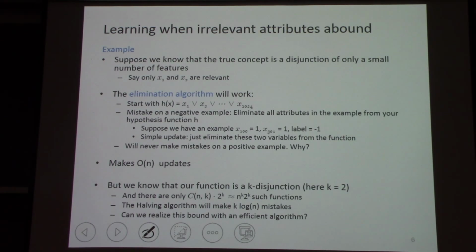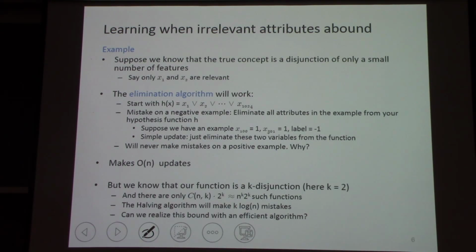Wouldn't it be great if we can get a mistake bound that is dependent on the number of relevant variables? It turns out we did see an algorithm that has a logarithmic dependence on the number of functions. The halving algorithm. The halving algorithm makes how many mistakes? Log size of the concept class. So all we need to do is count how many k disjunctions, in this case 2 disjunctions, there are.